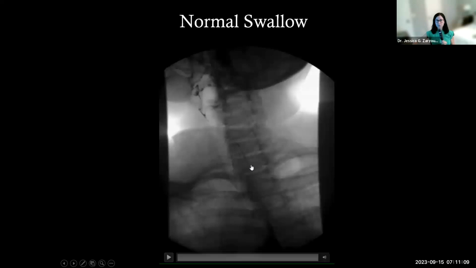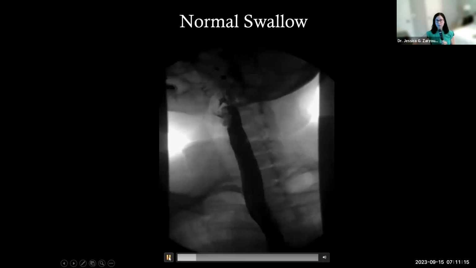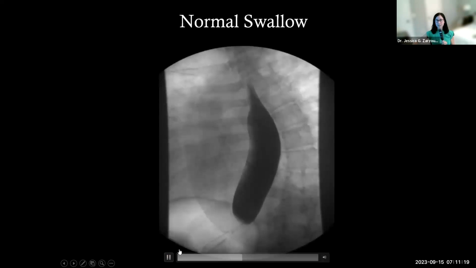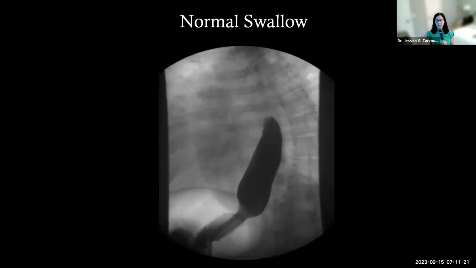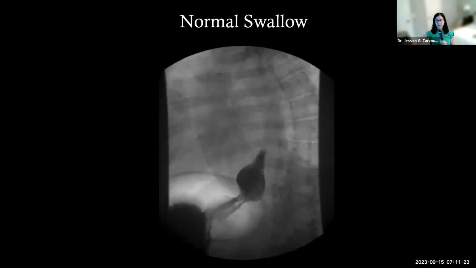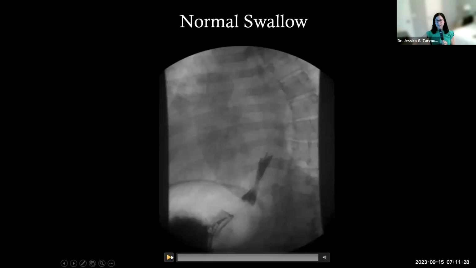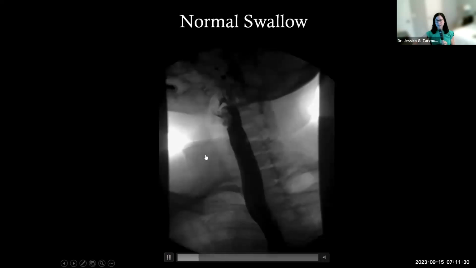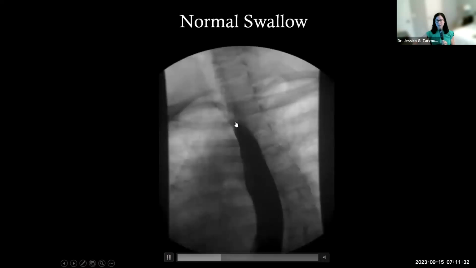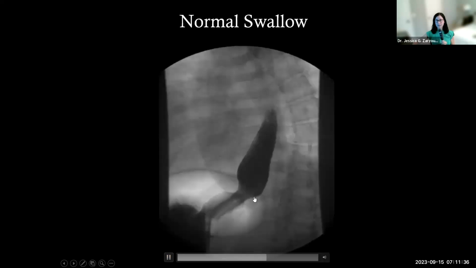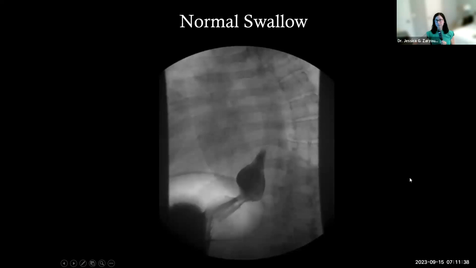So let's look at a normal swallow. It's important to assess peristalsis on our swallowing studies. Normal primary peristalsis will progress in a continuous manner where that primary peristaltic wave empties the esophagus completely. Let me show it one more time here because we're going to see some abnormals. But again, this primary peristaltic wave is contracting down and completely emptying the esophagus in one nice wave.